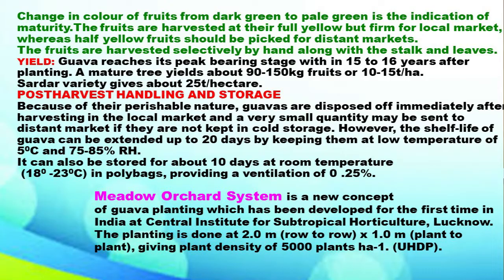Yield. Guava reaches its peak bearing stage within 15 to 16 years after planting. A mature tree yields about 90 to 150 kg of fruit, or 10 to 15 tons per hectare.